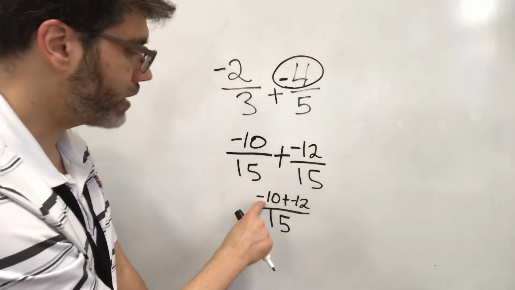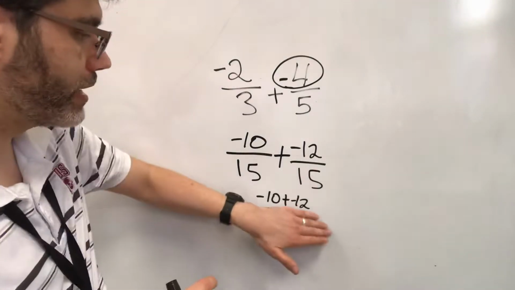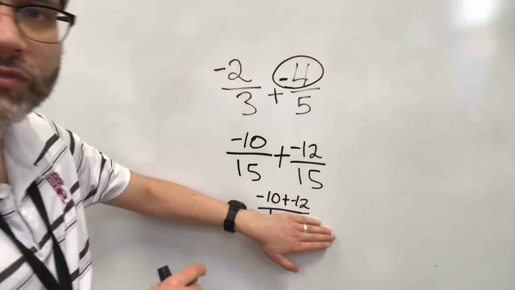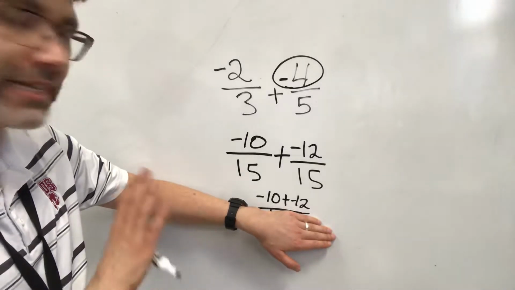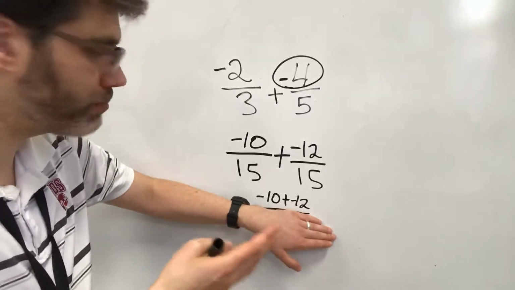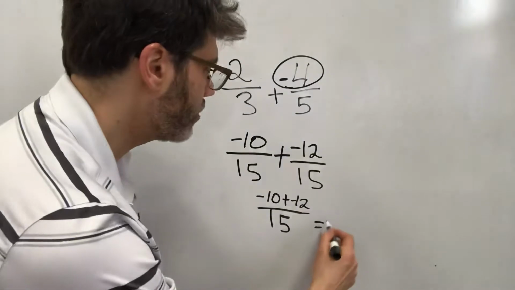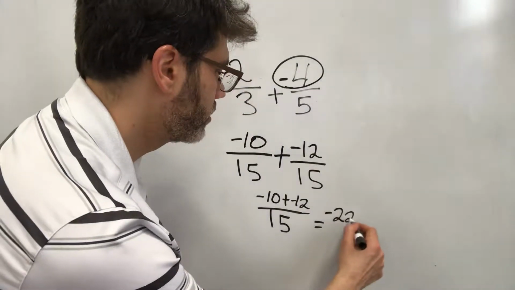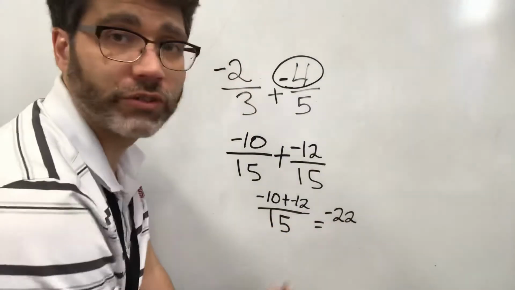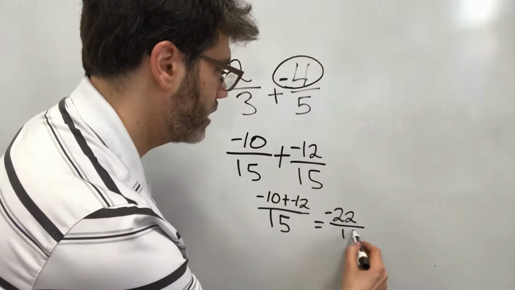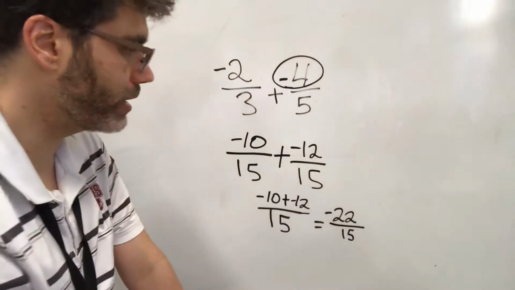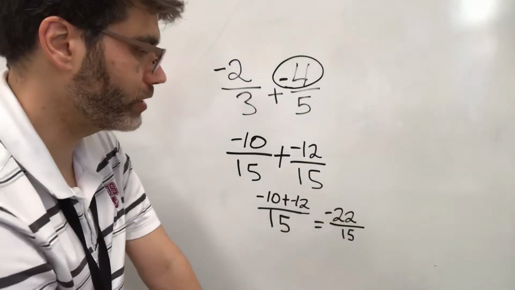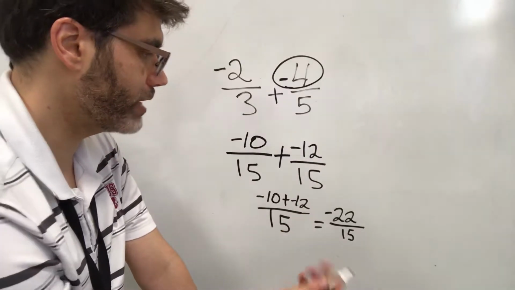And now negative 10 plus negative 12 is its own problem. So if we were to have this just as an integer problem of what's negative 10 plus negative 12, we would say, oh, well, that's going to be negative 22. And then it's all going to be over 15. And if you can reduce, you need to, but there's no common factor between 22 and 15, and so that's going to be our answer.